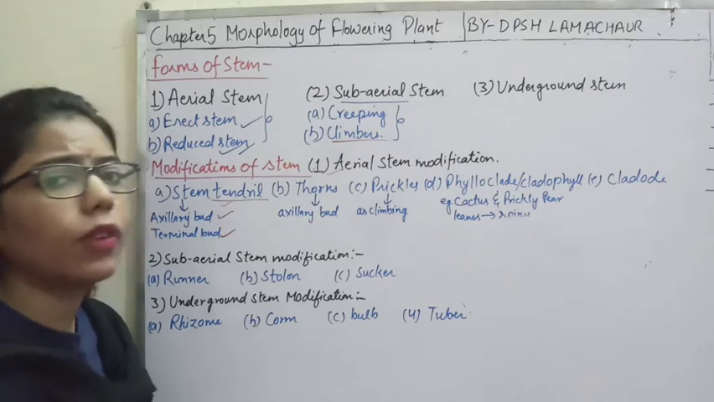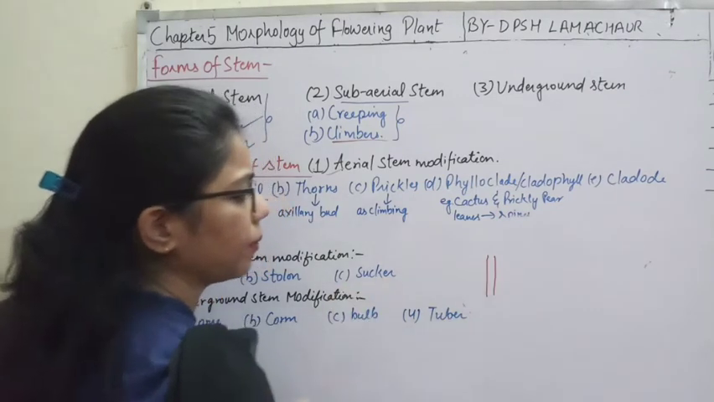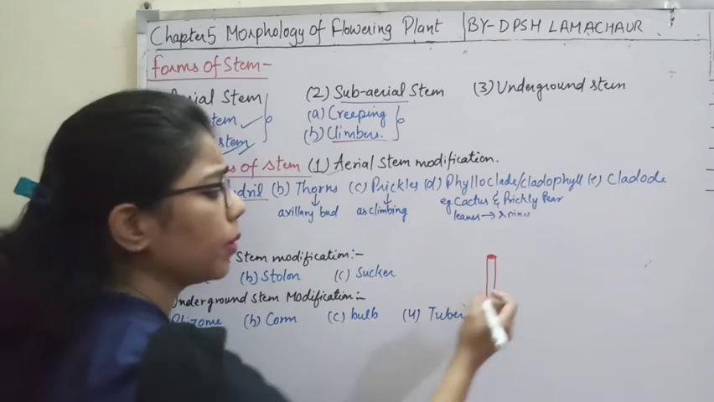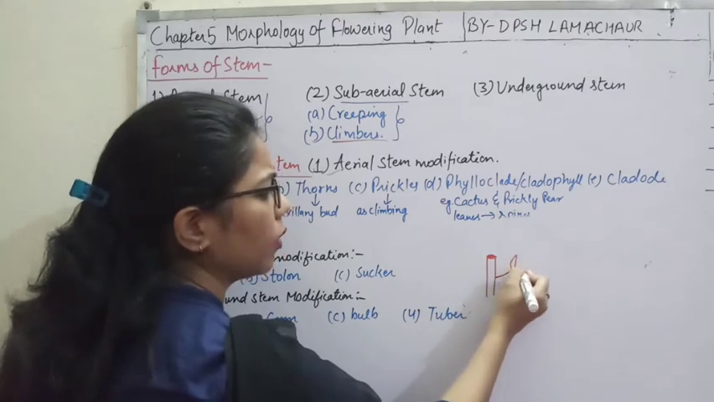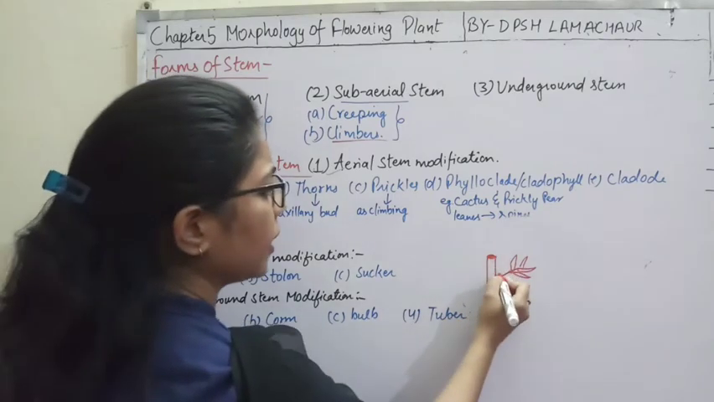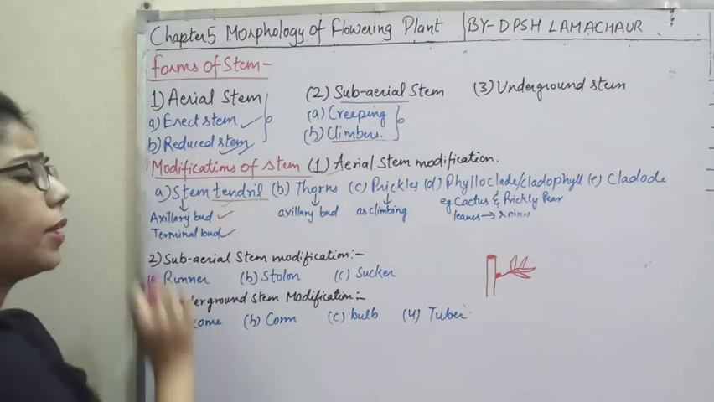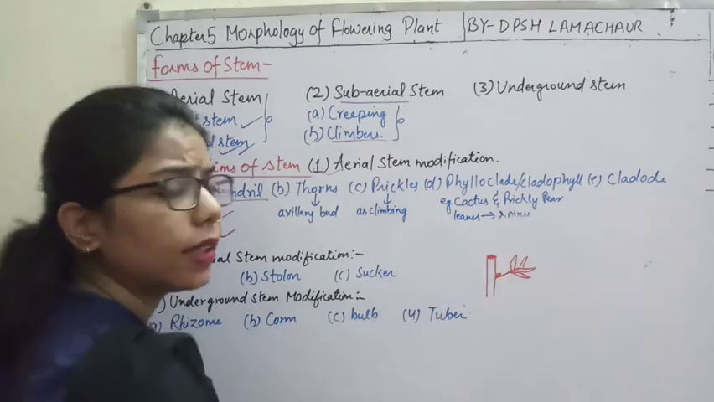So now what is the meaning of axillary and terminally? For example, it is a stem, okay. This part is known as what? Axillary part, and this part is what? Terminal part, okay, from which leaves are arising, right? So this part is axillary and this part is the terminal one. So this stem tendril can be formed from the axillary part as well as the terminal part.